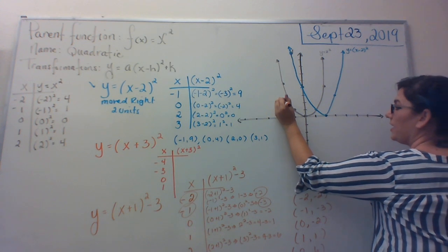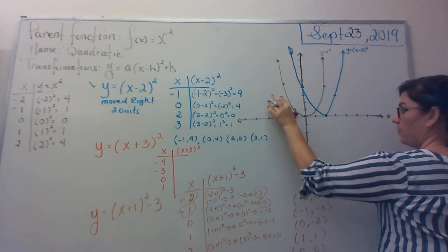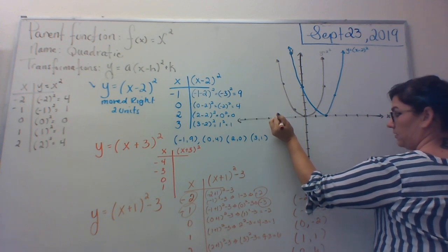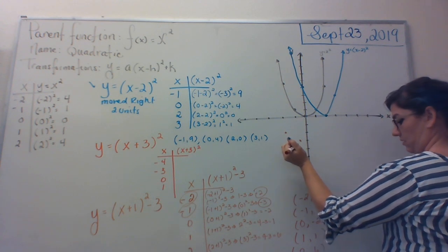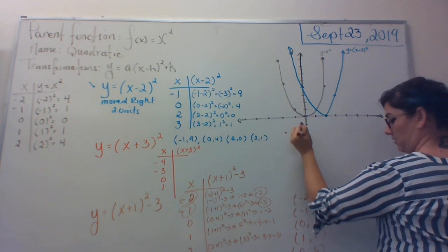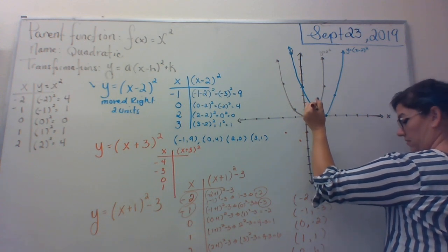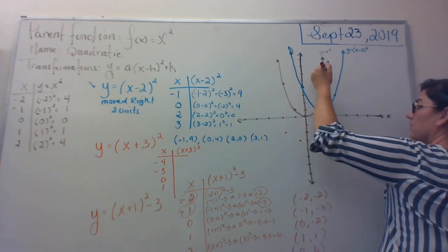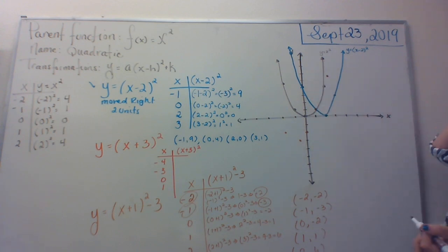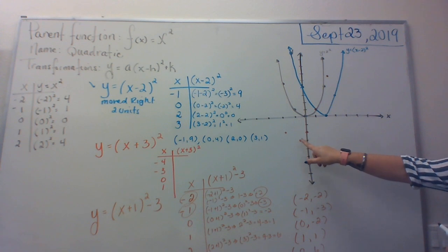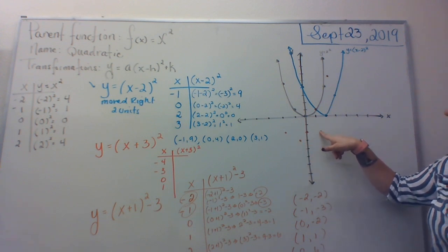I'm going to be a little quiet here so I can graph. -1, wrong way. Okay, so I found my vertex for sure, because again the points start going up after that.